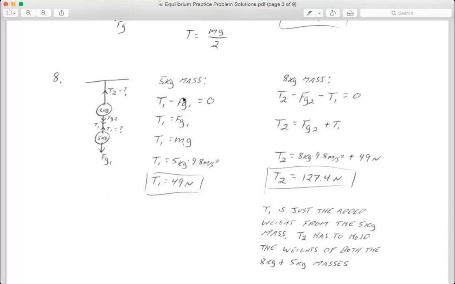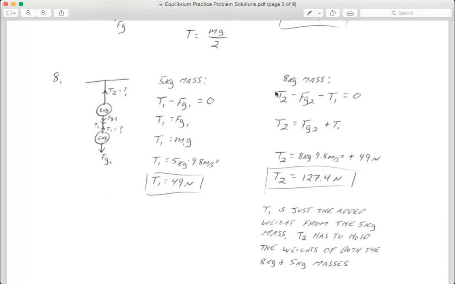Up arrow minus down arrow equals 0. My up stuff equals my down stuff. Force of gravity is mg. I plug in 5 kilograms for m, g is 9.8 meters per second squared, and I get that the tension 1 is 49 newtons. For the 8-kilogram mass right here, tension 2 points upward.